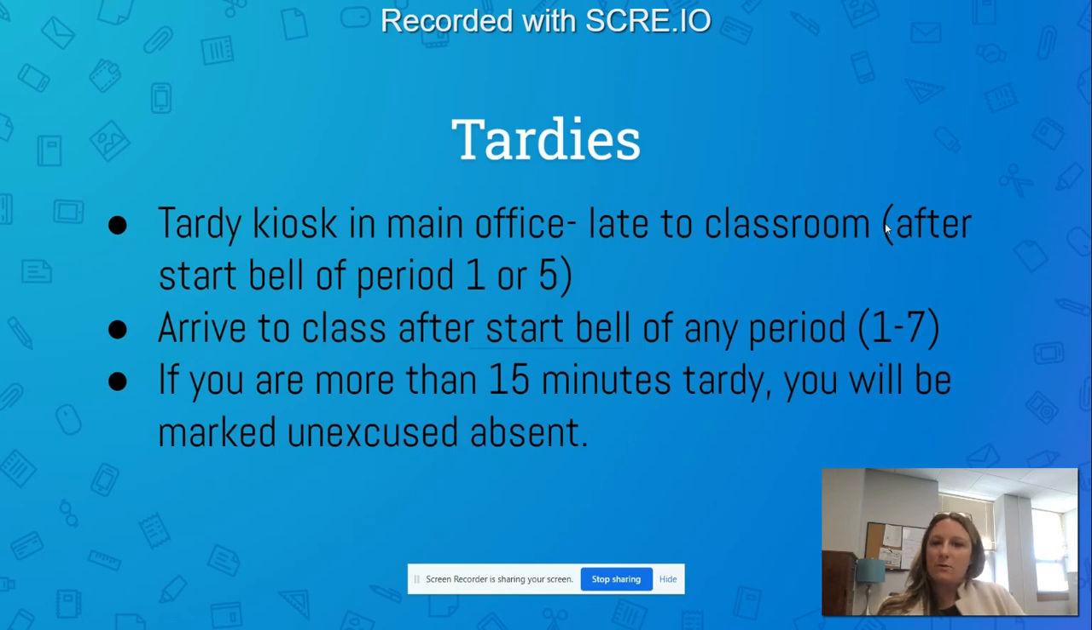Any time that you arrive to school after the start bell of period 1 or period 5, so at the beginning of the day and right after lunch, you will need to enter your student ID number into that tardy kiosk. It'll print out a little white receipt and you will proceed to class. If you arrive to class after the start bell of any period, 1 through 7, that would be grounds for you to receive a tardy in your attendance record in Skyward. And that's something you should have access to through family or student access.